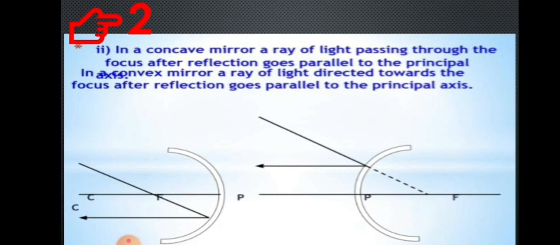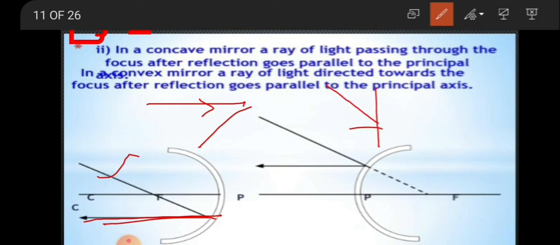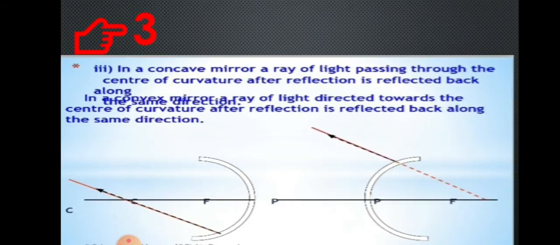The second rule is, if a ray passes through the focus, after refraction it goes parallel. The first rule is, if a ray comes parallel to the principal axis, it passes through the focus. If a ray passes through the focus, after refraction it goes parallel. This is the second rule, and this is the third rule.